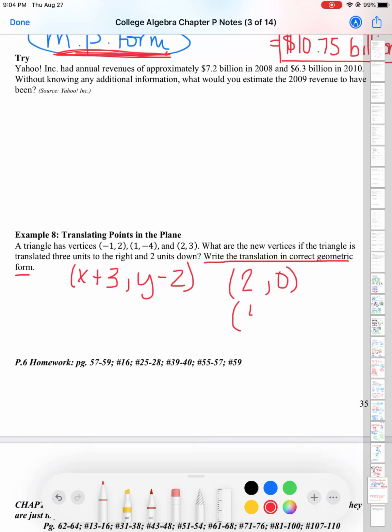2 minus 2 is 0. 1 plus 3 is 4. -4 minus 2 is -6. 2 plus 3 is 5. 3 minus 2 is 1. So this was something you learned in geometry that they just stuck in here for funsies.